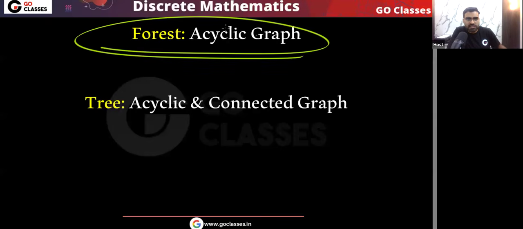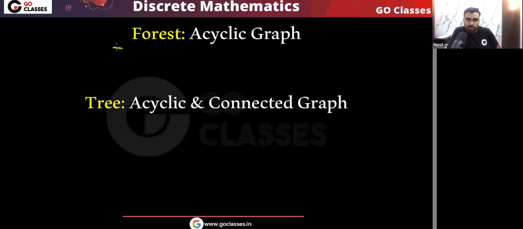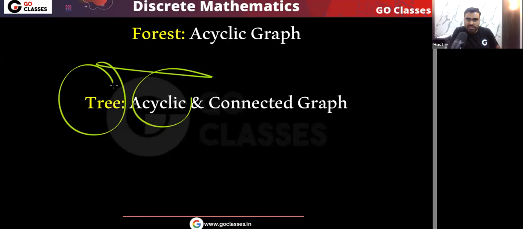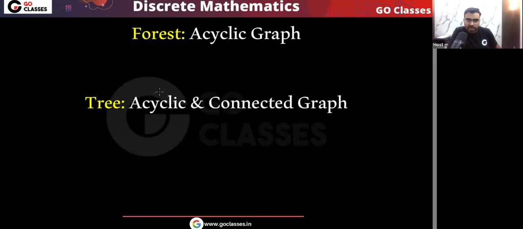Let me tell you, forest means acyclic graph, I told you, but forest can be disconnected also. Tree means acyclic connected. Tree is always connected. Tree is connected forest, I can say. Every tree is forest, but every forest is not tree. Forest can be disconnected, but tree is always connected.